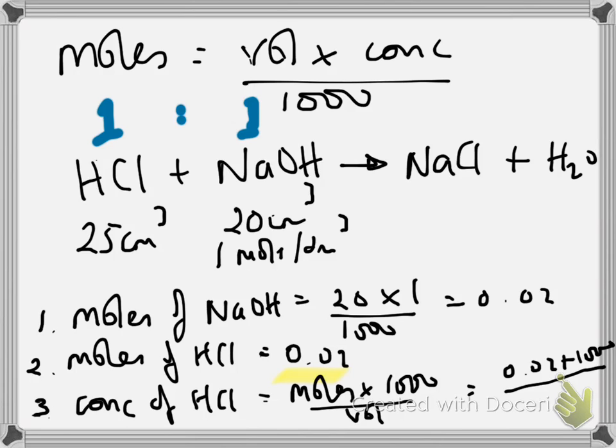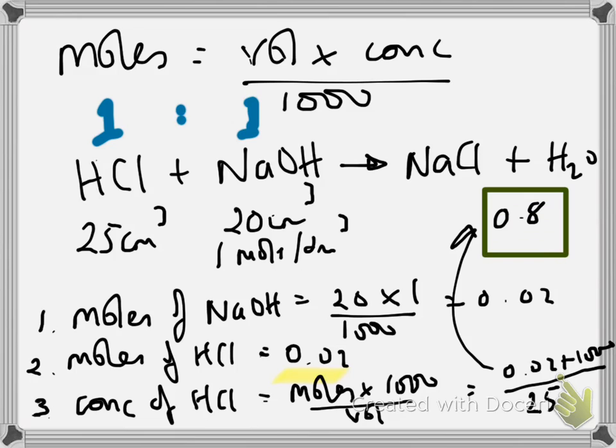What was the volume of HCl? 25 cm cubed. And 0.02 times 1,000 divided by 25 is equal to? 8. Not quite there. It's 0.8. There you go. There's our answer.